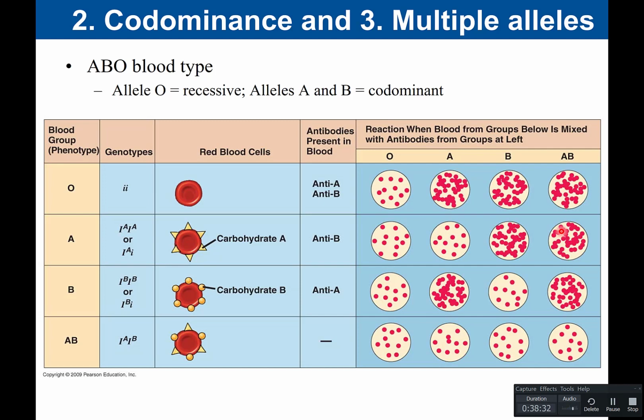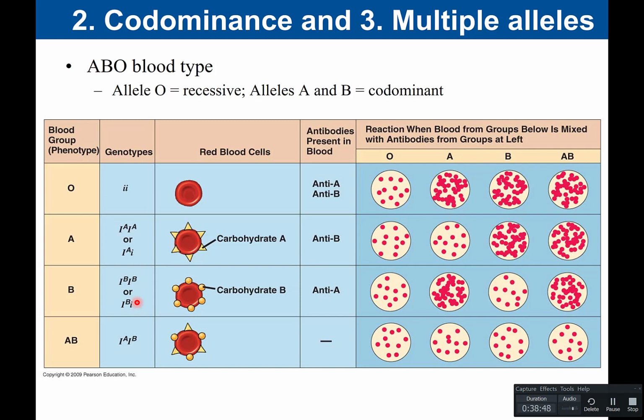Somebody who is blood type B is I^B I^B, or I^B little i. So they could have two B alleles or a B allele and an O allele, because again, the O is recessive.